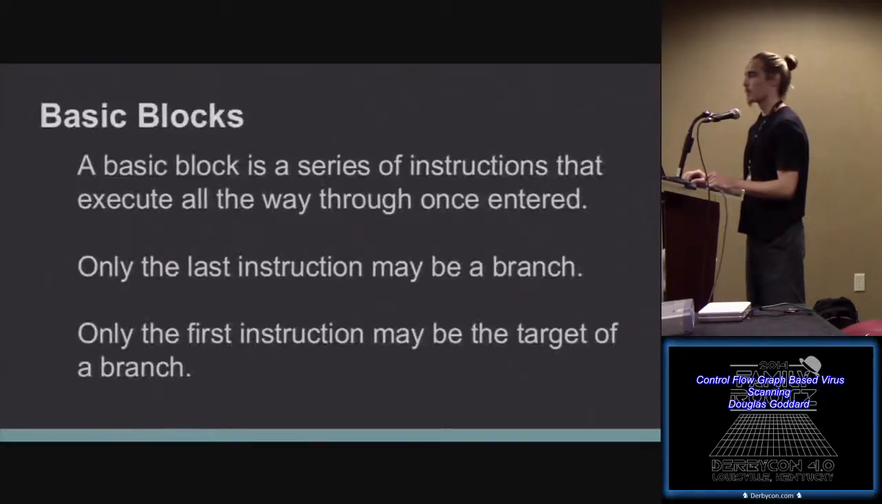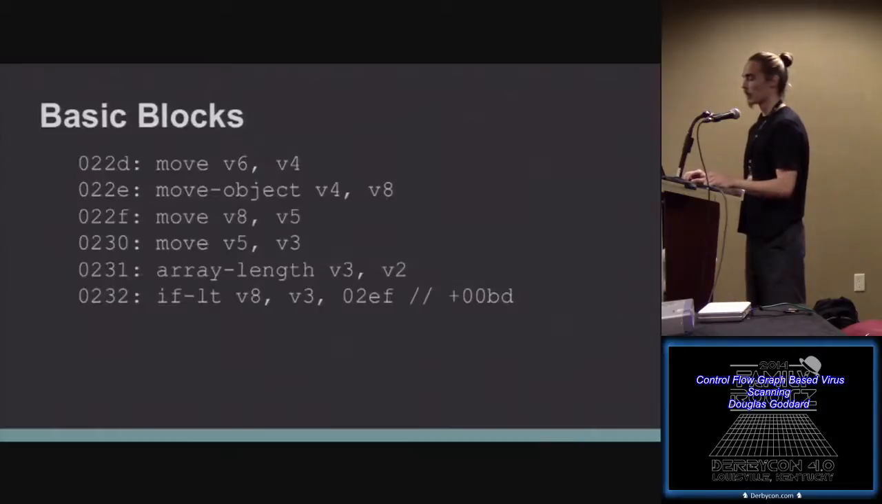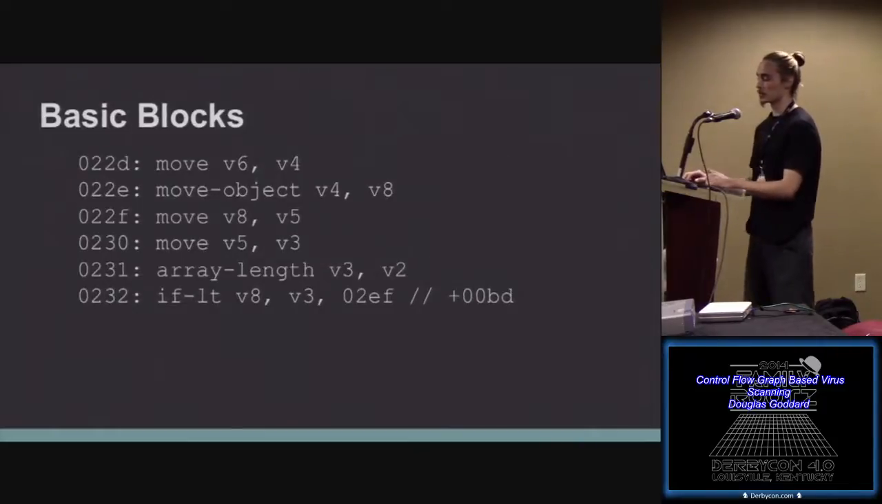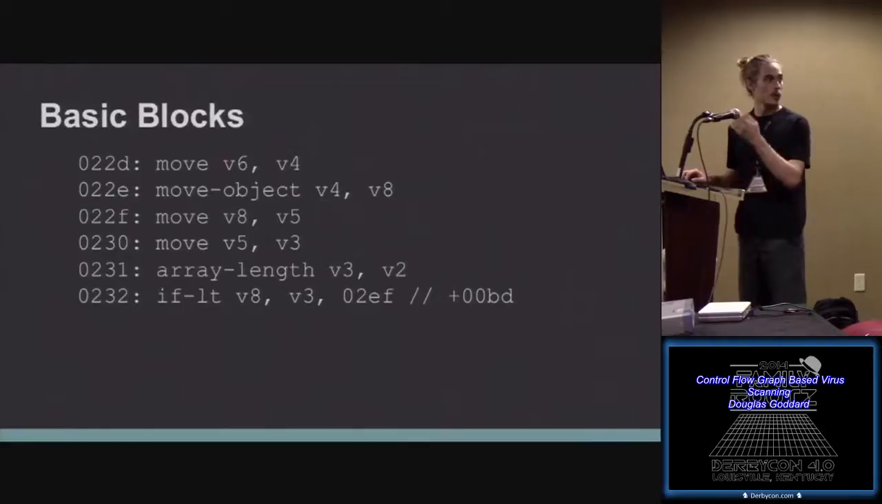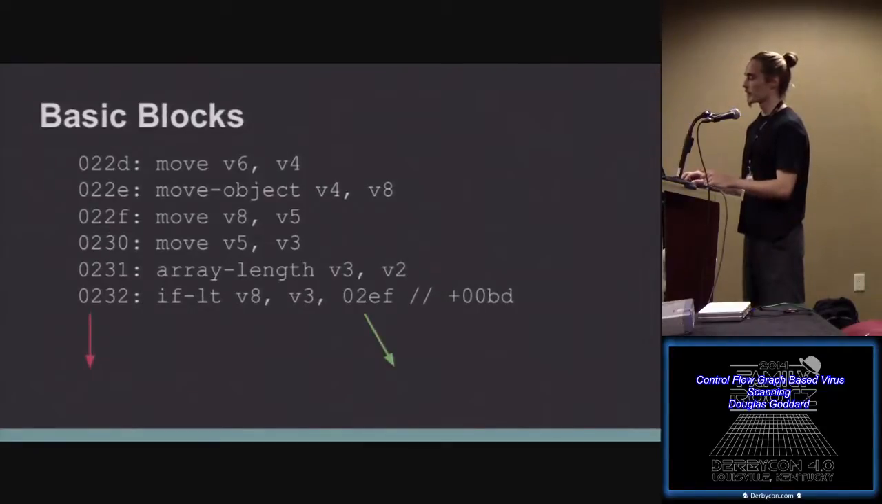The basic components of control flow graphs, the first one is a basic block, and that is a series of instructions that's going to get executed from top to bottom once it's entered. And only the last instruction may be a branch, and only the first instruction may be the target of a branch. So if we look at this, if you start with the top instruction, you will execute all the way through until you reach the branch. Once you reach the branch, if it fails, it'll go on to the next instruction. If it's successful, it'll branch off to another location.